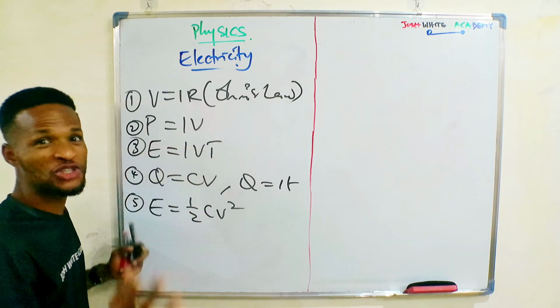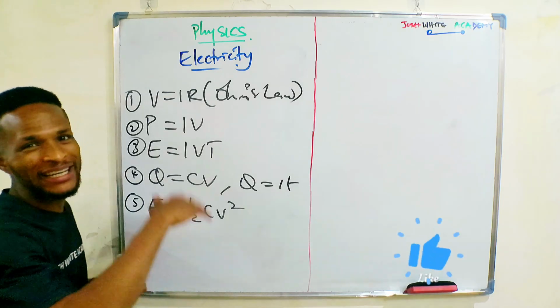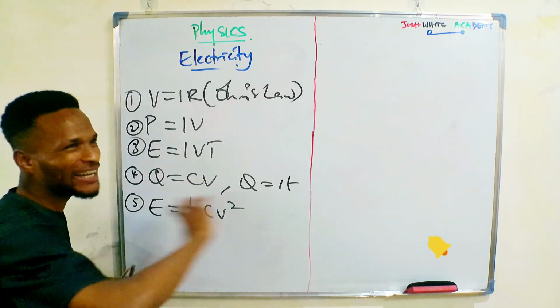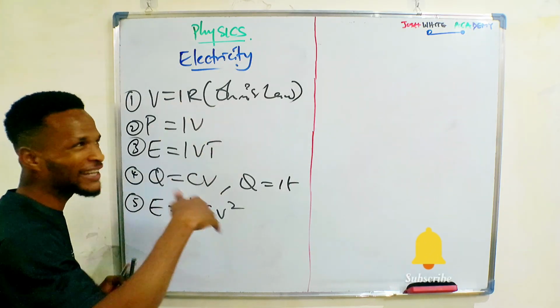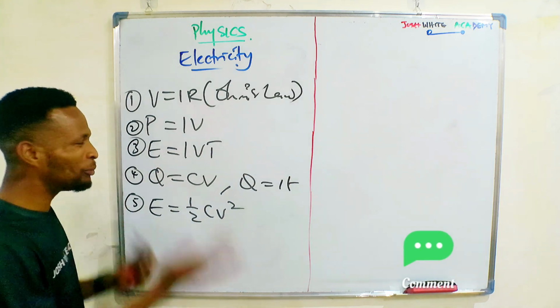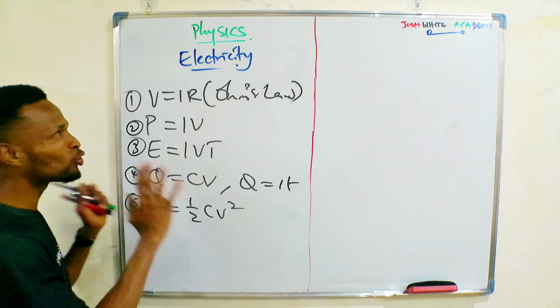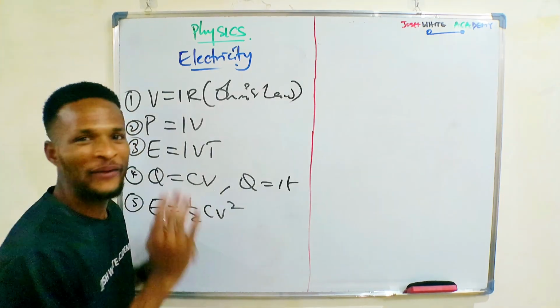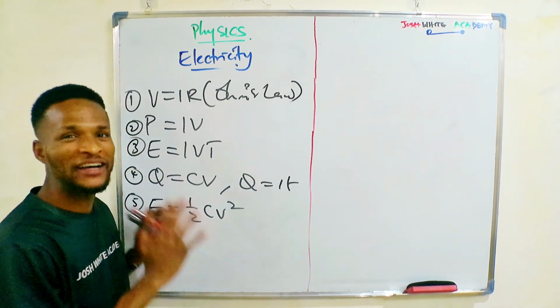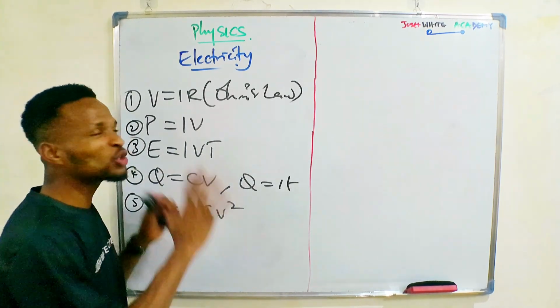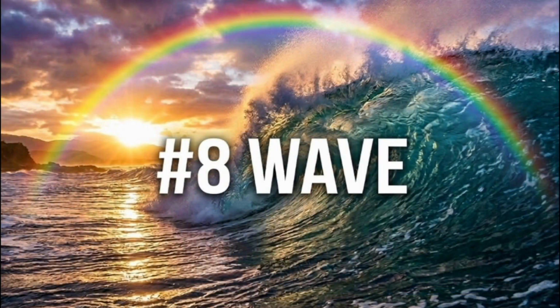And possibly they ask you to calculate the total resistance in series, just add them, or in parallel, find the reciprocal of them, and opposite for that of capacitance. So these formulas are very important for you to crush electricity. So now let's move to another very important topic called wave.